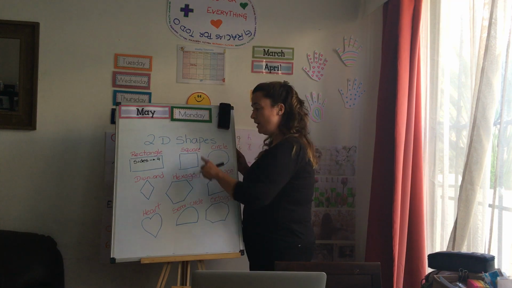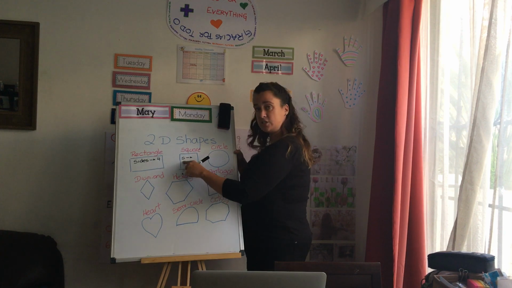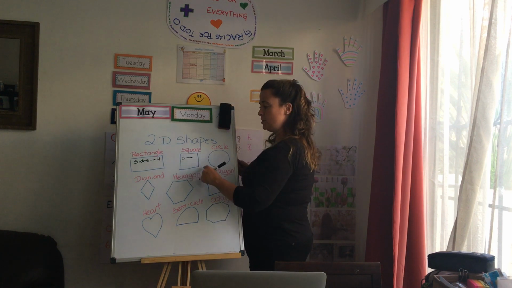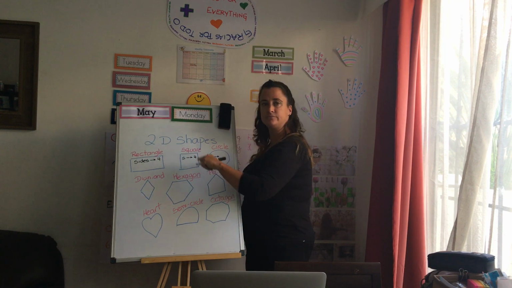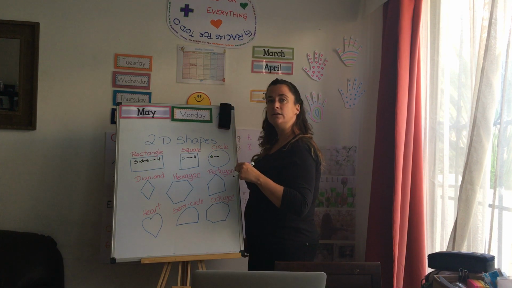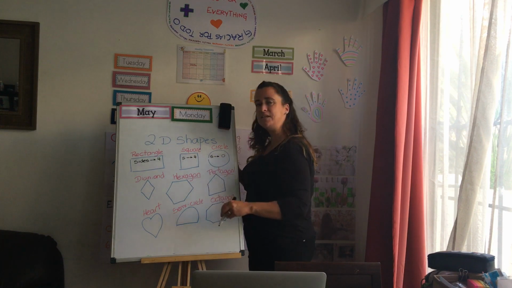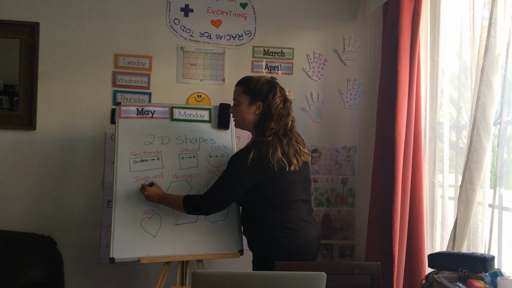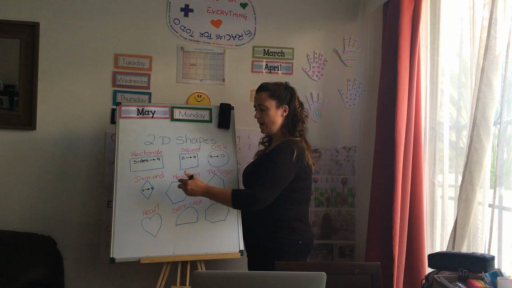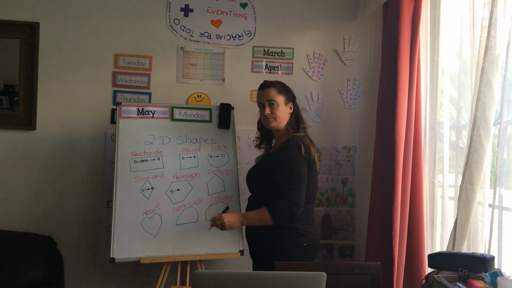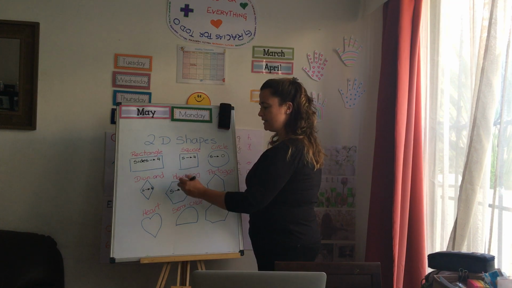4 sides. How many sides does the square have? S for sides, okay? 1, 2, 3, 4. How many sides does the circle have? No sides. No right angles, so it can't have sides. 0 sides. How many sides does the diamond have? 1, 2, 3, 4. Good one. How many sides does the hexagon have? 1, 2, 3, 4, 5, 6.